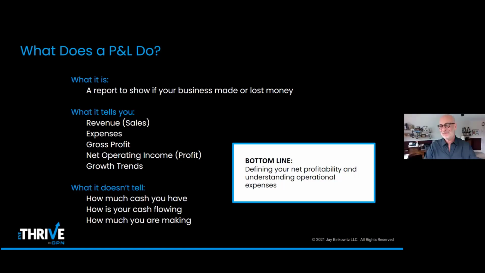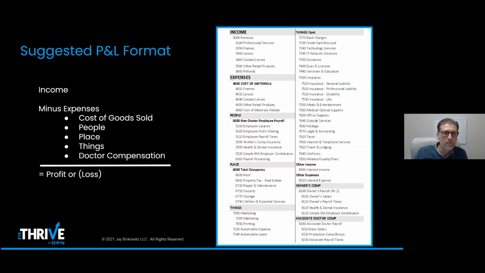Yep. Because of the difference between a profit and loss statement and the cash flow. I'm really glad you brought that point up. It's very important to understand the difference. So the bottom line, Jay, is this: defining your net profitability and understanding your operational expenses. That's really what a profit and loss statement will do for us.